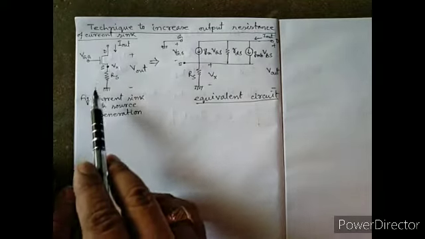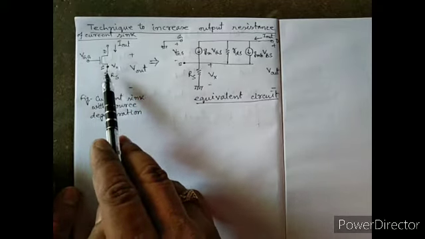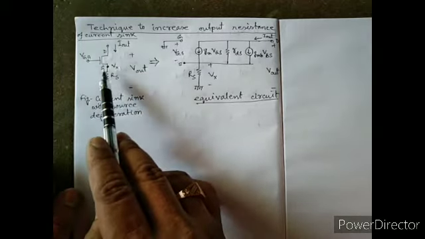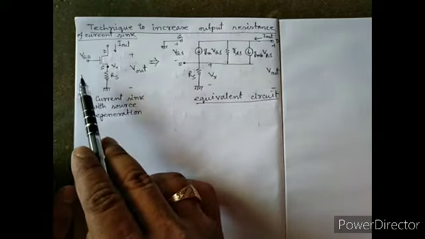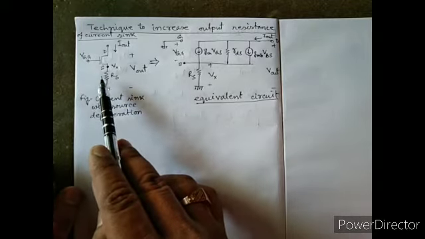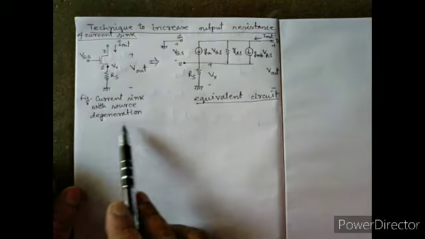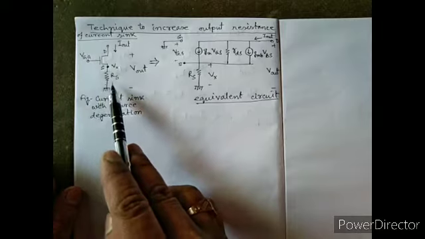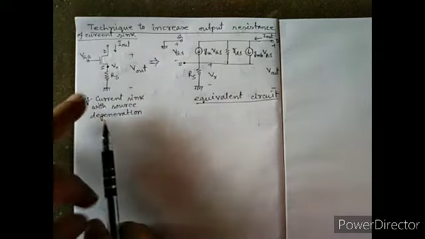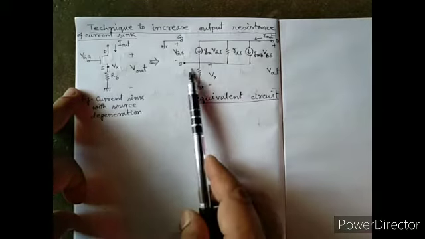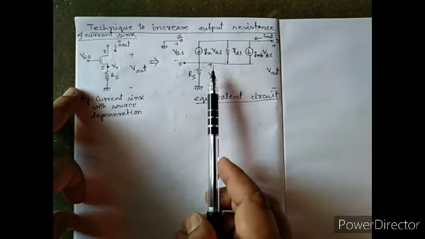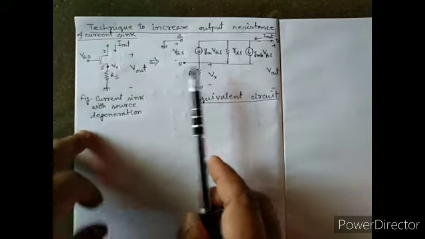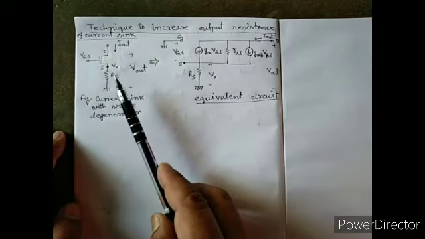Source degeneration is when there is a resistor between the source and ground terminal; this resistor gives a degenerative, negative feedback. So this is a current sink with source degeneration, where the MOS has source degeneration. Now this is the equivalent circuit of this current sink with source degeneration. Now how can we increase the output resistance?